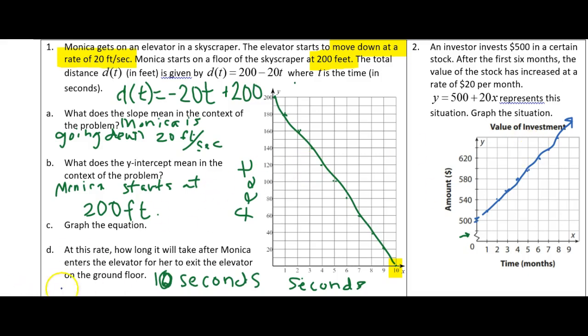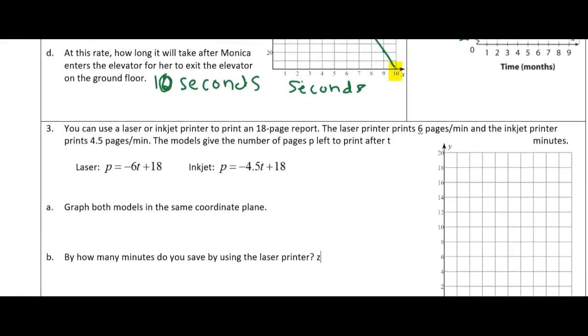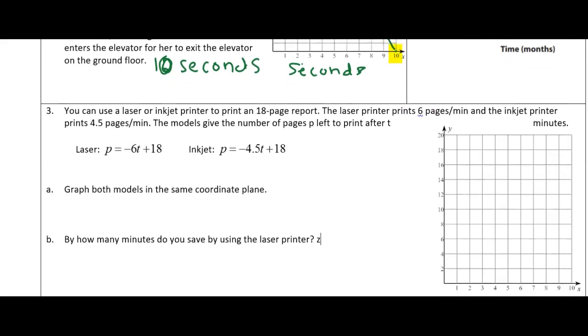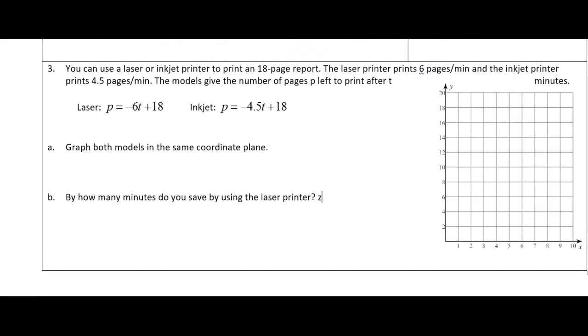All right, so that was just practice graphing a real-world situation, and now we're going to work on the last problem. You can use a laser or inkjet printer to print an 18-page report. The laser printer prints 6 pages per minute, and the inkjet printer prints 4 pages per minute. The model gives the number of pages P left to print after T minutes.